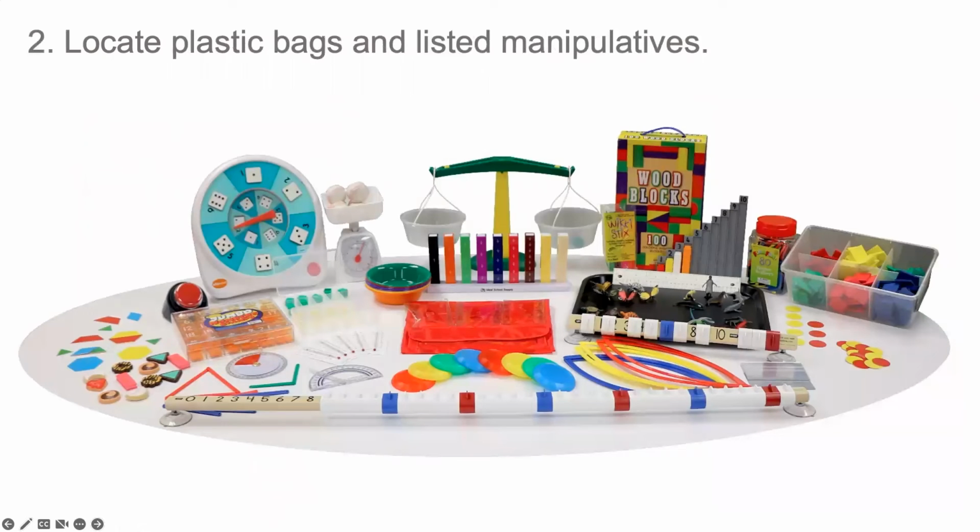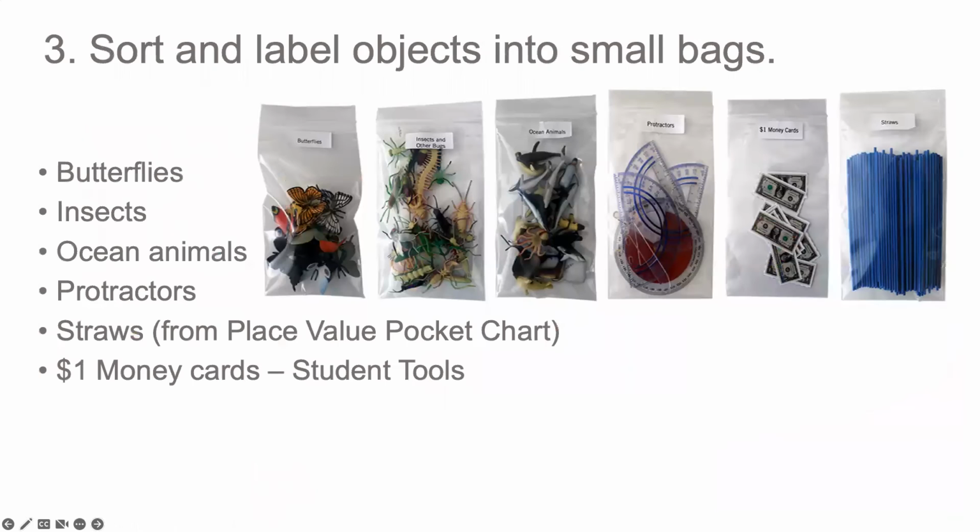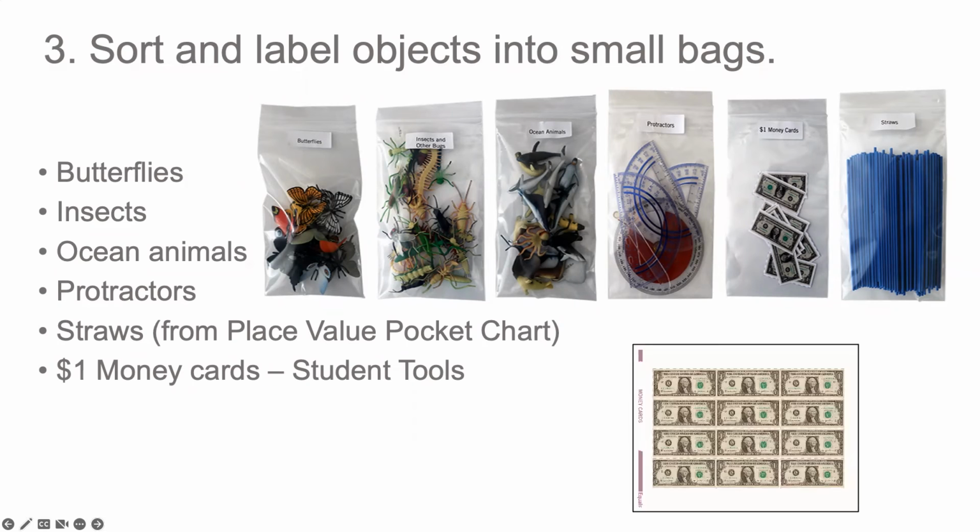Locate the small and large plastic zipper bags in the manipulative kit if present, and the following manipulatives from the shipped box. You'll want the butterflies, the insect and other bugs, ocean animals, protractors, and $1 money cards. So once you have located these items that need to be bagged and labeled, you can begin sorting and labeling these items. Know that the $1 money cards are a part of the student tool money set that is found within your content kit box. These do need to be cut out and placed in a small bag.